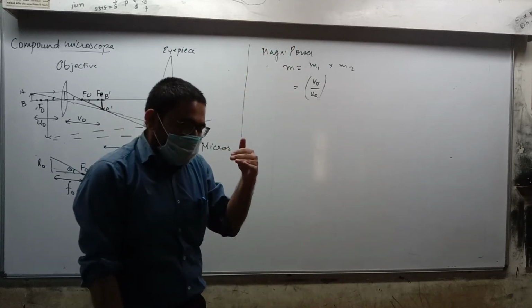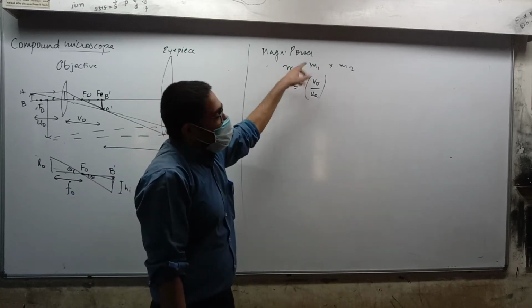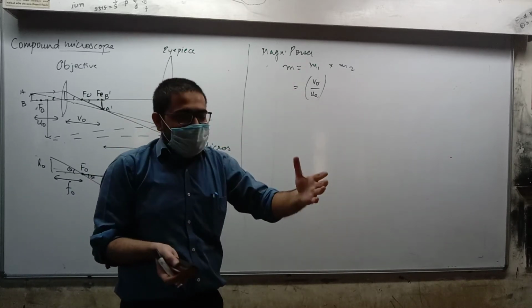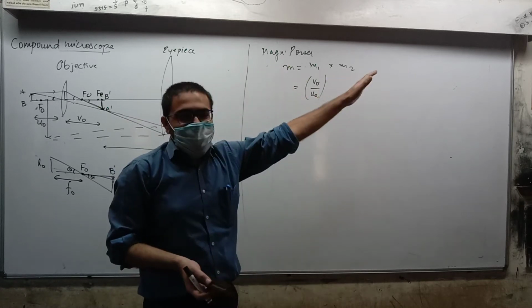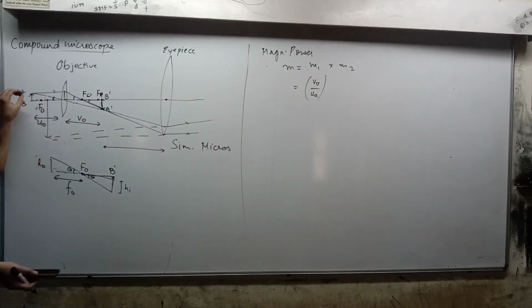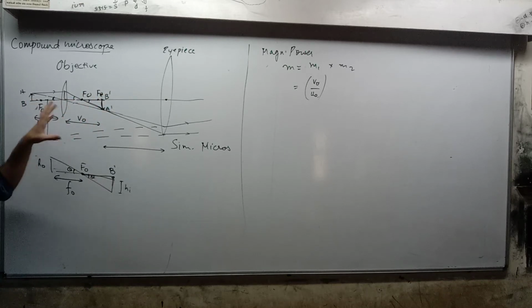But this is a two-stage process. In the first one, it will magnify, that is lateral magnification. And then angular magnification. So first the image is enlarged, and then the angle becomes larger. So it's like that, a two-step process.